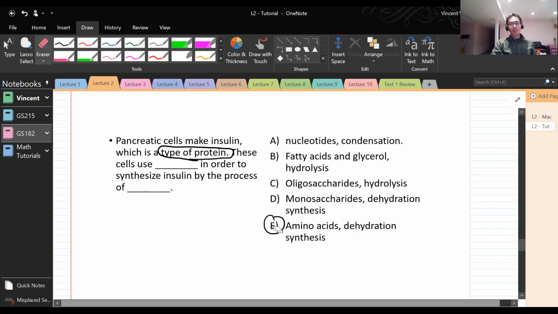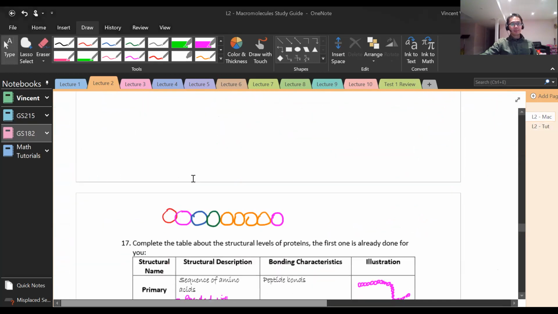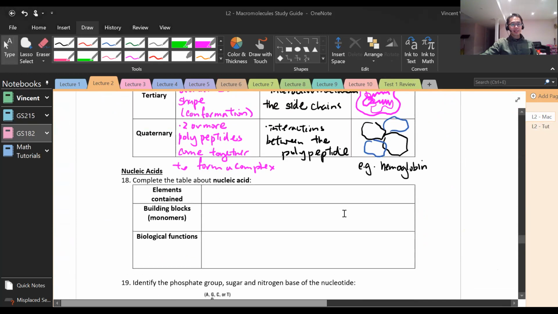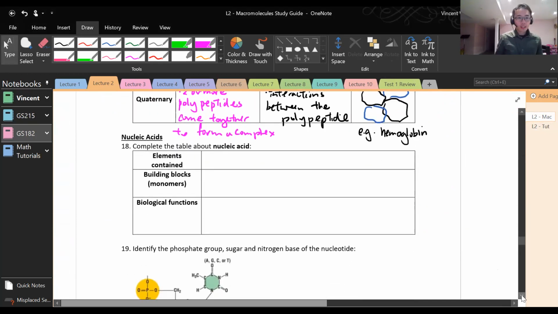Okay, so the answer is E. All right. In the last couple of minutes, let's go through the nucleic acid. Complete the table about nucleic acid. So the elements are all the major ones: C, H, N, O, as well as phosphorus.